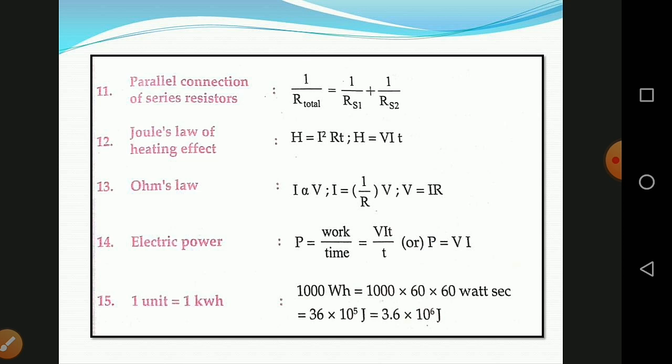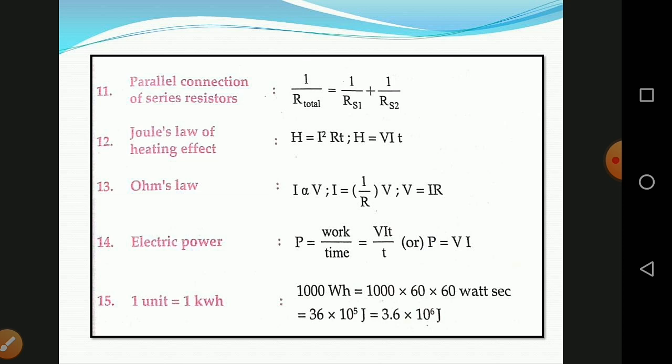Then electric power. Power is equal to work done by time. Work done is V into I into T, divided by T, so power is equal to V into I. The unit of electric power is watt.